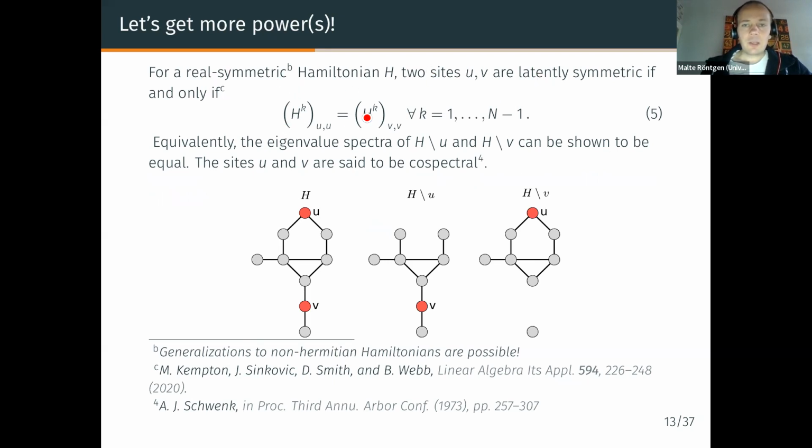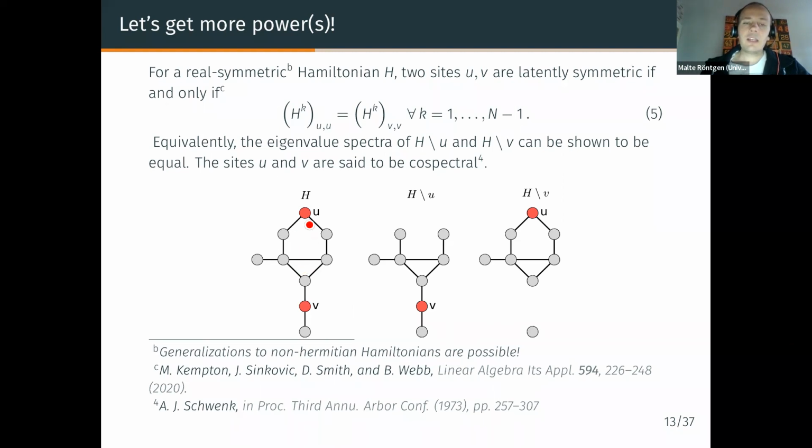So this is what I gave you on the previous slide. Latent symmetry is equivalent to the statement on the diagonal entries of the matrix powers. And then it turns out, also done in this 2020 paper, that this statement, equation 5, is really equivalent to, or can be related to the eigenvalue spectrum, not of the original Hamiltonian, but of some derived Hamiltonian. And to see this, let's start. This is our original Hamiltonian, which had these latently symmetric sides U and V.